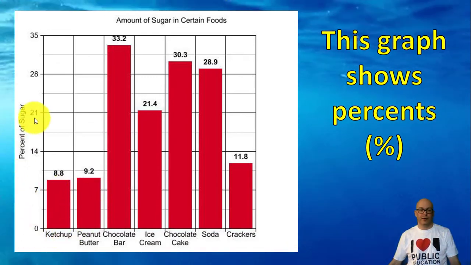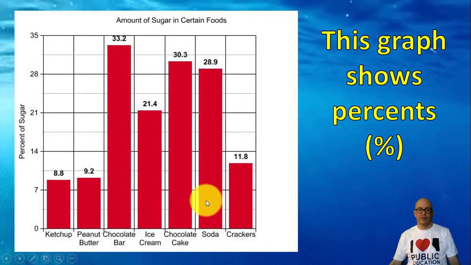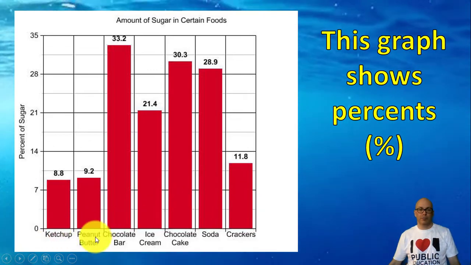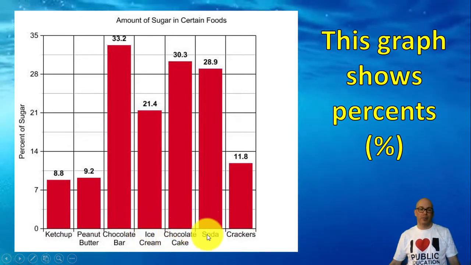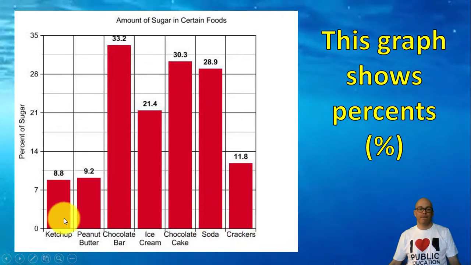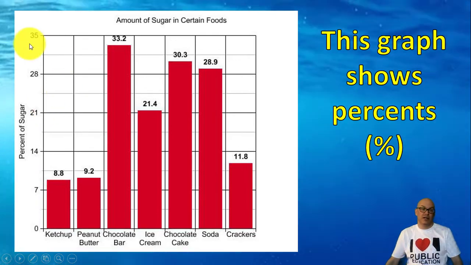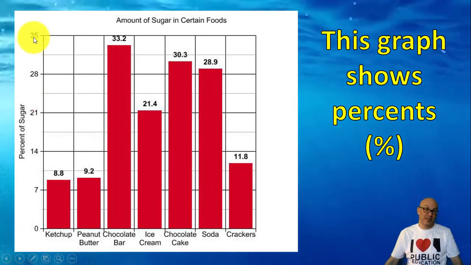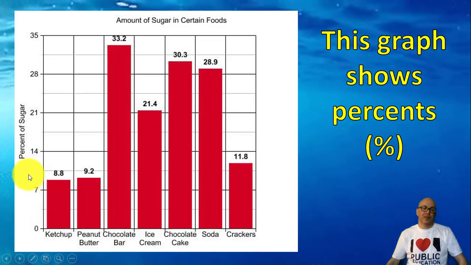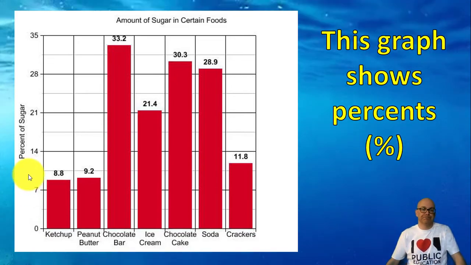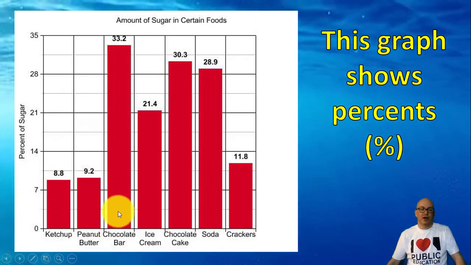How many kinds of food are being surveyed? Well, let's see. How many kinds of food are being researched? There's 1, 2, 3, 4, 5, 6, 7 kinds of food. Ketchup, peanut butter, chocolate bars, ice cream, chocolate cake, soda, like pop, and crackers. And then along here we have the percent of sugar. All right, so way up at the top, 35% sugar. That's a lot of sugar, or no sugar. Which food here had the highest percent of sugar? Yeah, chocolate bars.